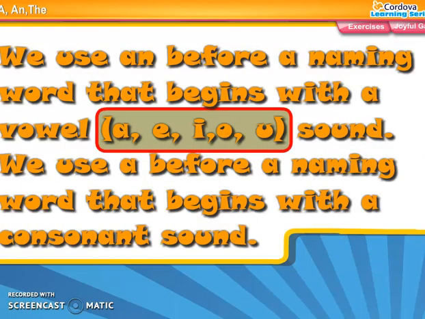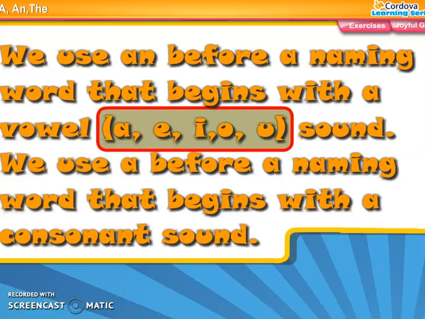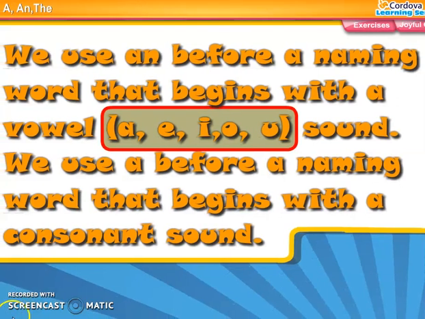We use an before... Now, students, you all know when you were in class 1, when you have to use a and the. A and an. Now, today we are going to learn about the. So, before that, let me make you understand when to use a and an. We use an before a naming word that begins with a vowel.